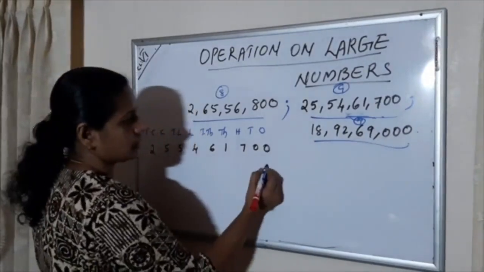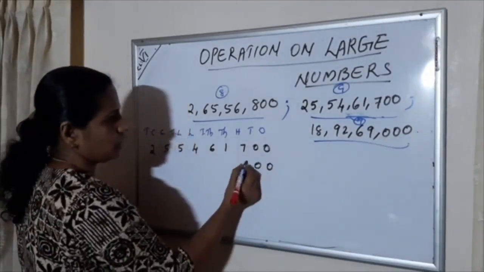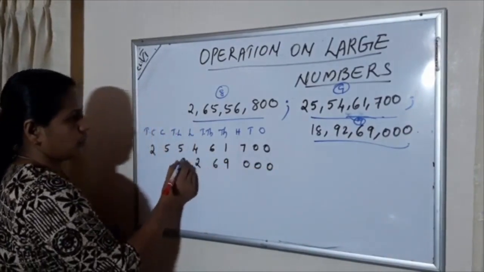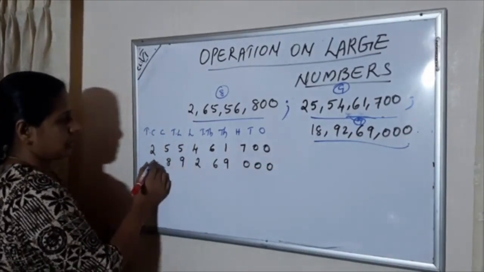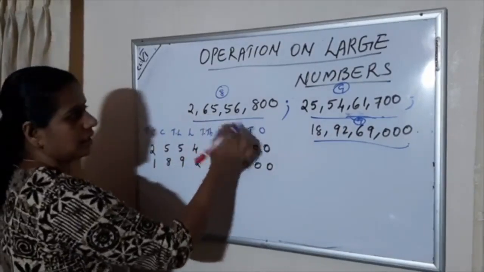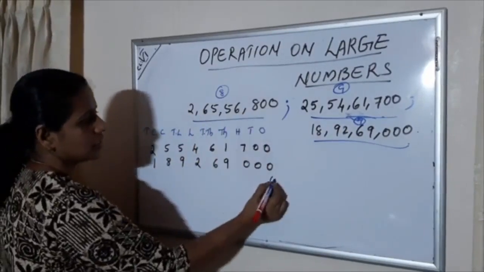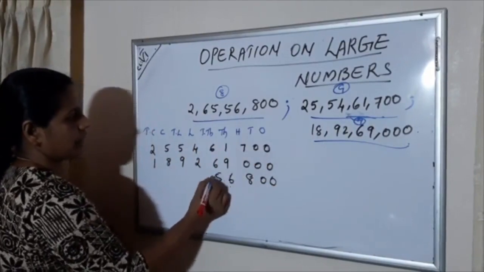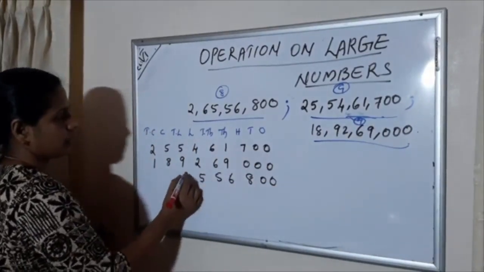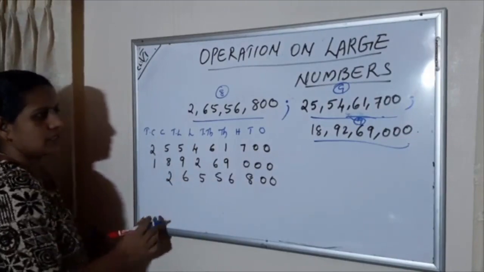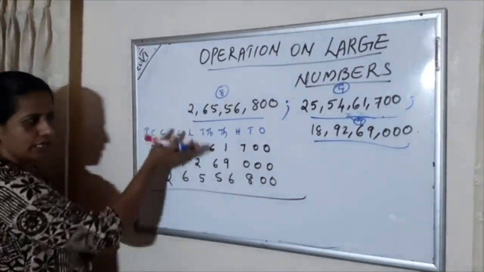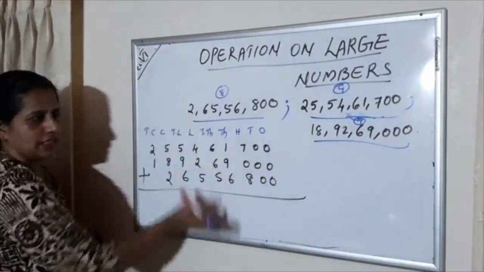Same way write these numbers: 0, 0, 0, 9, 6, 2, 9, 8, 1. After that take the smallest number, that is 0, 0, 8, 6, 5, 5, 6, 2. You have to write all these numbers vertically.